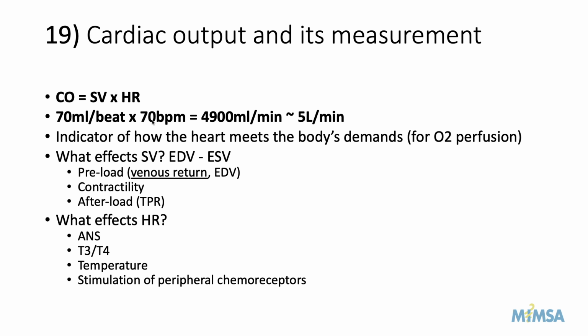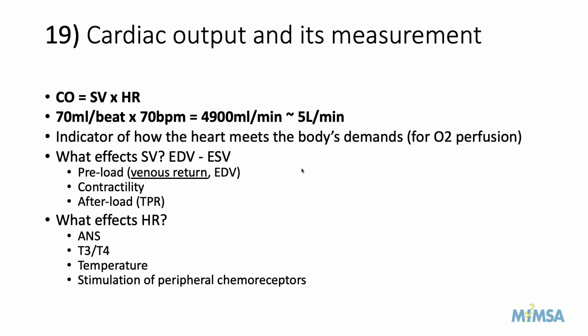The cardiac output is a good parameter because it indicates how the heart meets the body's demands. So for example, if you start exercising and your muscles are working harder and they need more oxygen, then obviously the heart needs to meet this demand. It can't be pumping at the same rate as at rest, because the body needs more oxygen. So the cardiac output is basically a way we can measure how the heart is coping with the excess body demands.